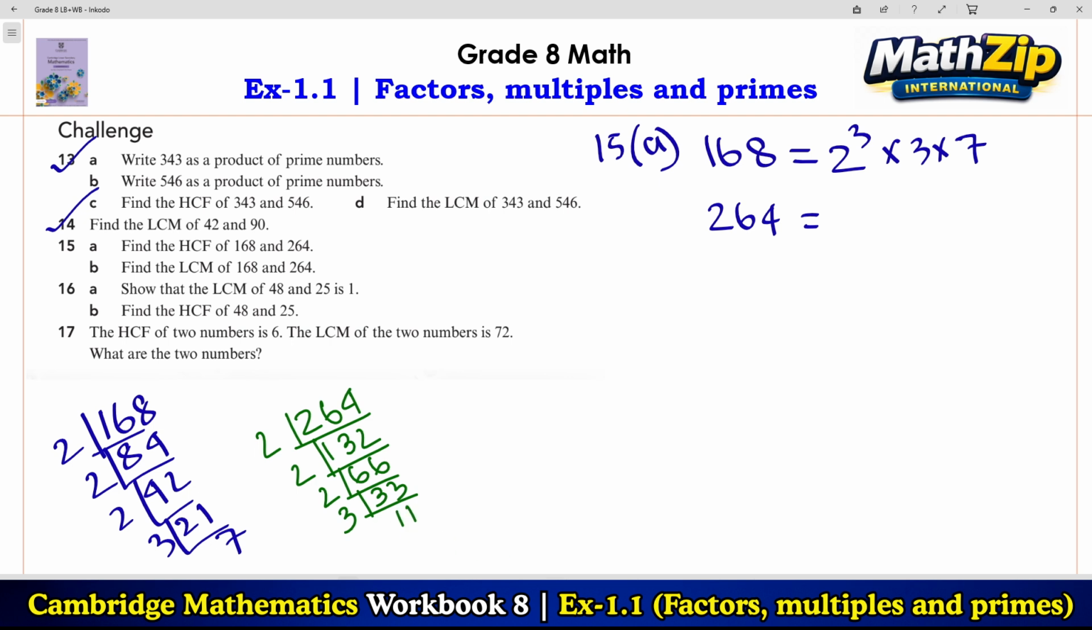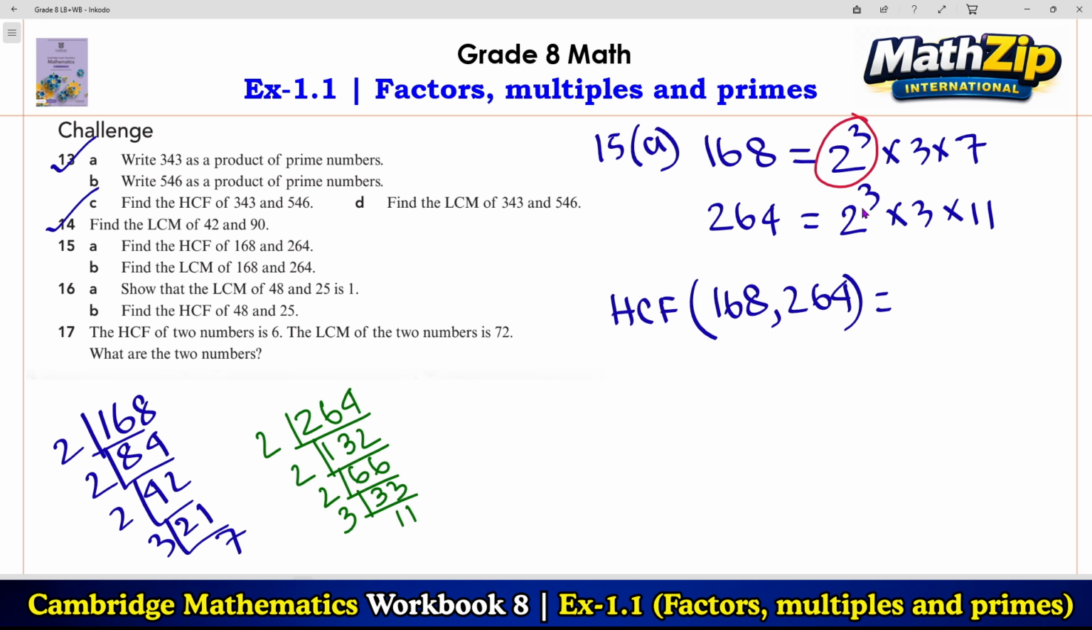So what will be the product of prime factors? It will be 2 cube times 3 times 11. Now the main thing, what is the HCF of 168 and 264? It should be the highest common factor. So here is 2 to the power 3 and 2 to the power 3, and 3 and 3. It means 2 to the power 3 is 8 times 3, which means 24 is our HCF.